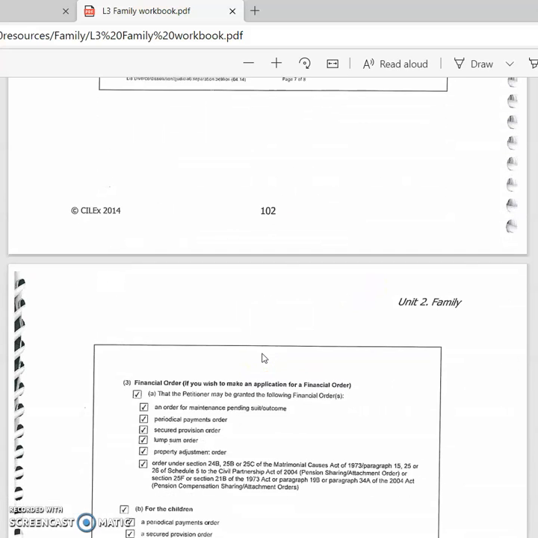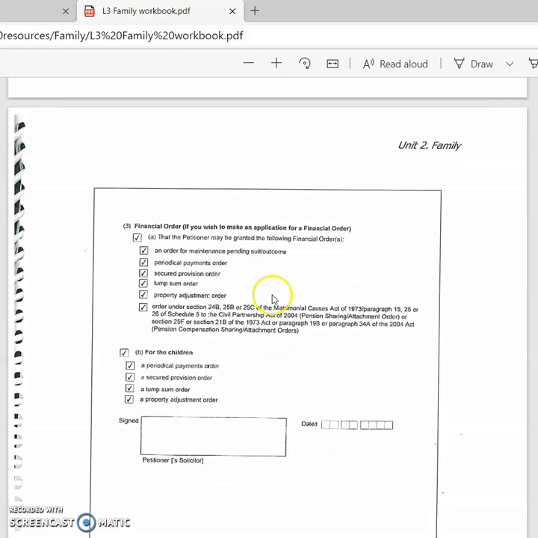Okay. And the next bit is about financial orders. So she's a housewife. She's got no money. So she wants maintenance until it's all decided. She wants money every so often. She wants a secured provision order, so he has to pay it. She also wants a lump sum. She also wants a property in her own name. Okay, and she wants a bit of his pension.